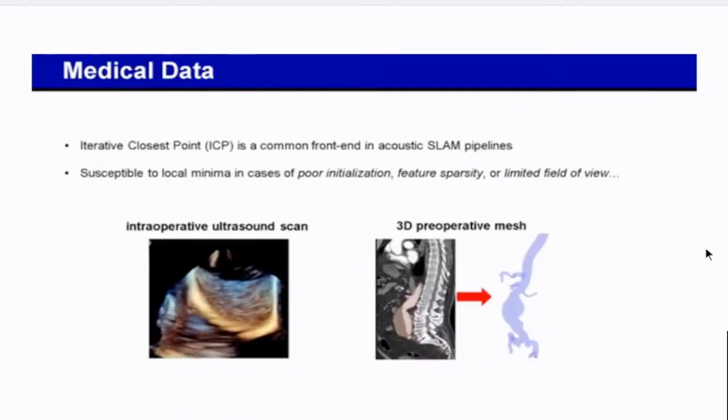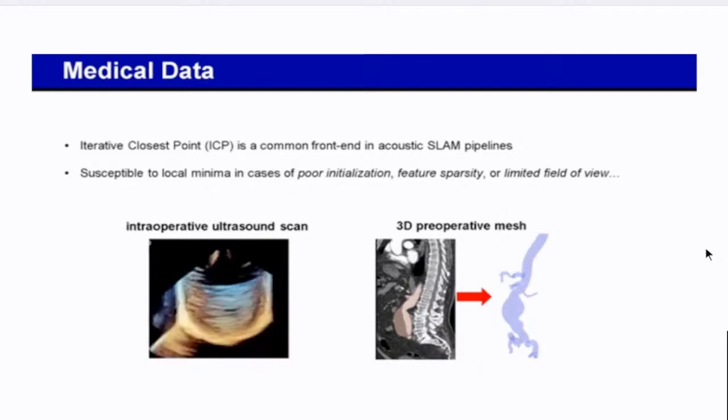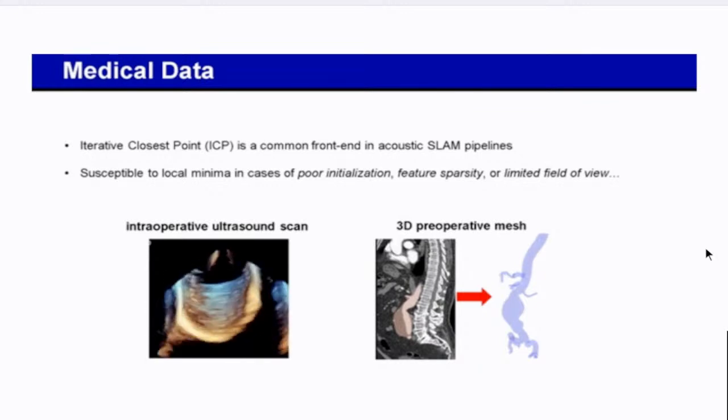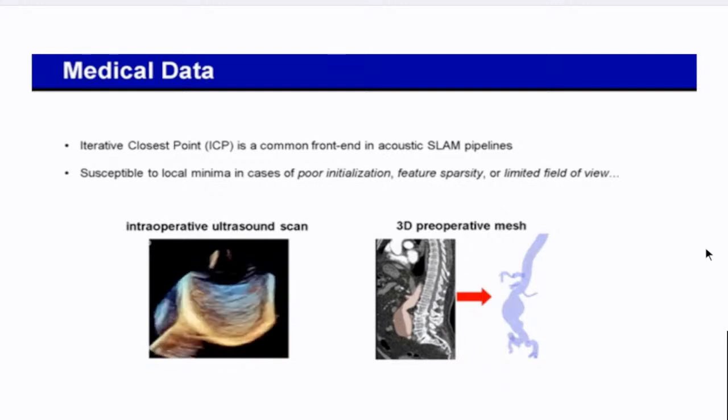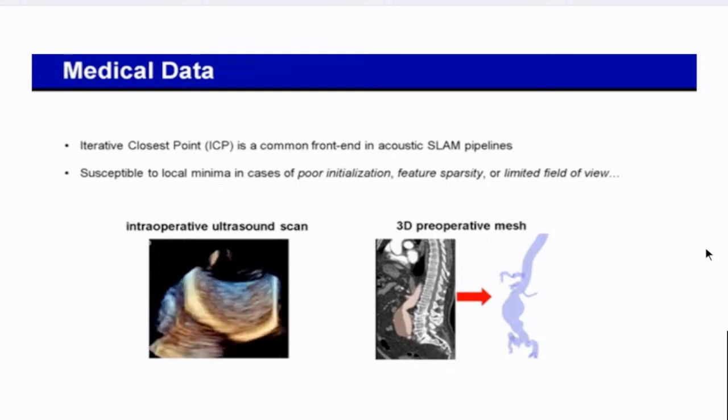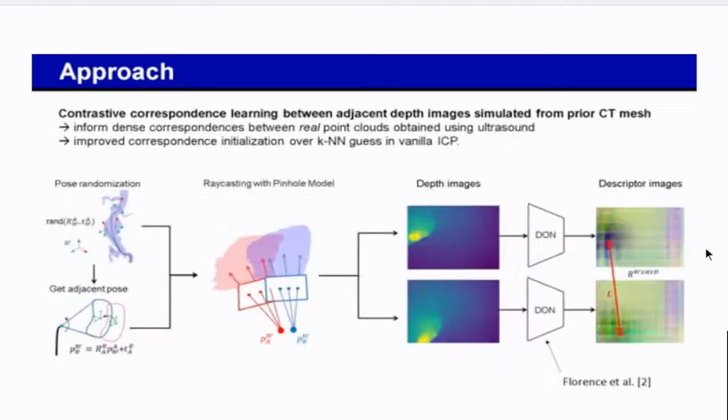ICP is a common front-end algorithm used in acoustically based SLAM. However, as we learned in class, ICP is susceptible to convergence to local minima in the case of poor initialization or minimal point cloud saliency. Intraoperative ultrasound suffers from both these issues, though exploitation of 3D priors from preoperative imaging has the potential to improve ICP performance. Therefore, I propose the use of contrastive correspondence learning between adjacent depth images simulated from a prior CT mesh. These correspondences will be used to inform registration tasks on real ultrasound point clouds representing successive poses of the robot.